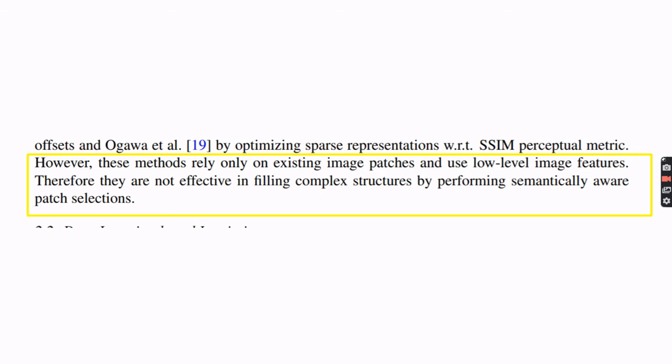However, these existing methods for image patches use low level image features. Therefore, they are not effective in fully complex structures, but perform semantically aware patch selection. Semantics is the algorithm which has been working in this model. There can be a lot of equations which are learned by the model. There are a lot of features which can be extracted, but there are still a lot of new aspects which an image has to learn.